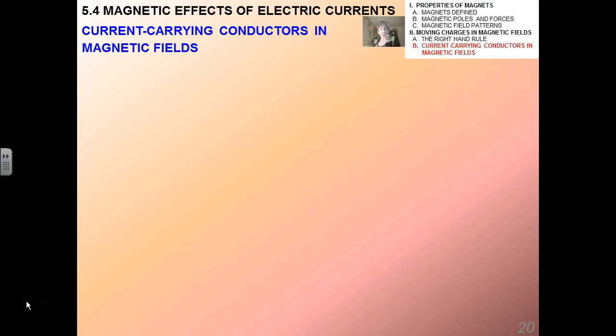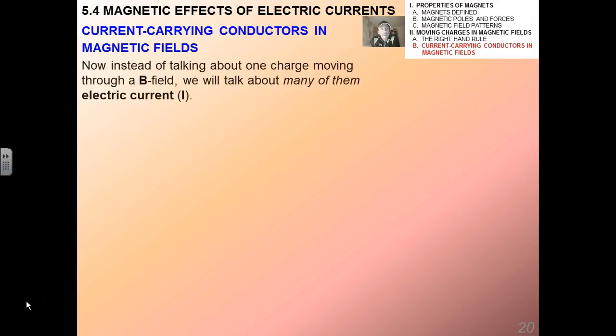Physics students, welcome to the third and final video for topic 5.4, magnetism, magnetic effects of electric currents. In this video, I'm going to talk about current carrying conductors and magnetic fields. All that really means is we're going to talk about how current carrying wires, or wires with electric current going through them, behave in magnetic fields.